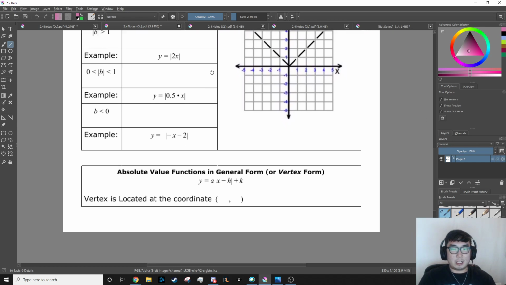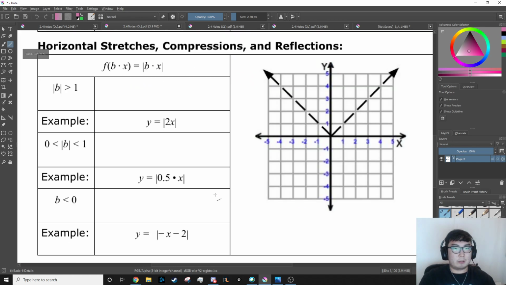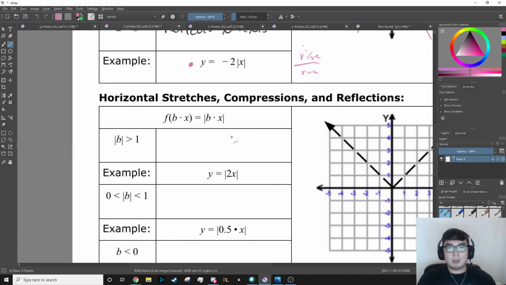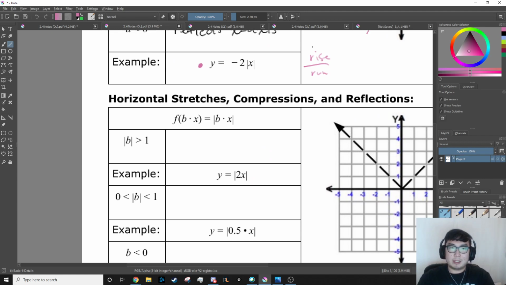One last key concept that we have to talk about before we conclude this unit, and that's going to be the horizontal stretches, compressions, and reflections. And I want you to think of this as the opposite of vertical, which is true, right? Because going horizontally and going vertically are opposites considered in Algebra 2. So think of this as opposite.